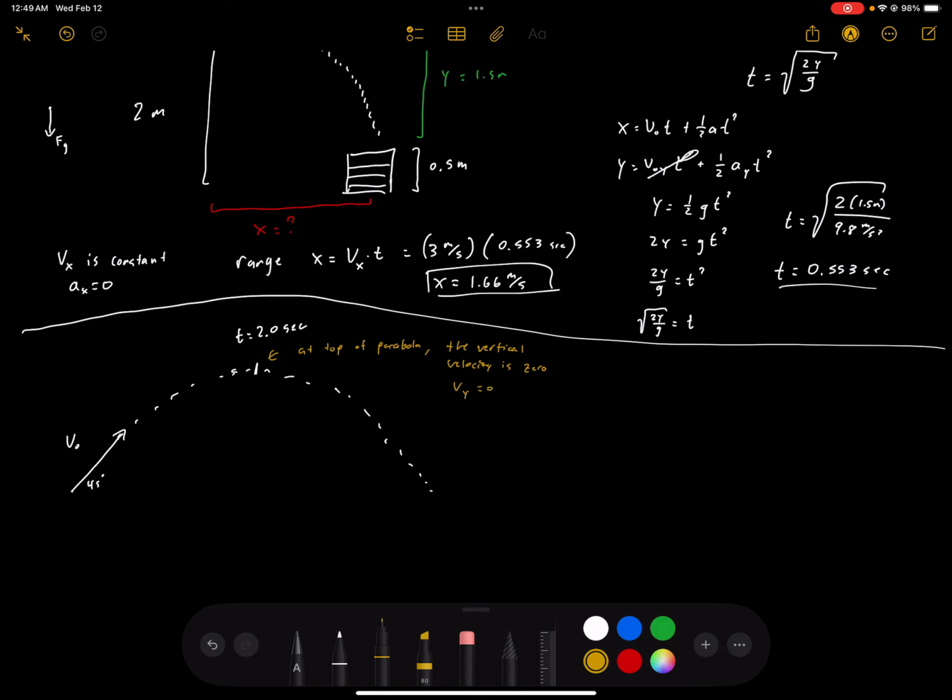I've mentioned this many times, but the reasoning is very simple. On the way up, its vertical velocity is going upward, in the positive direction. On the way down, the vertical velocity is going downward, so we can say that's in the negative direction. And 0 is in between a positive and negative number. At the very top is when it transitions from going up to going down. So that's the logic behind that.